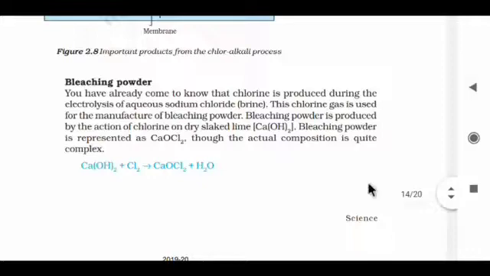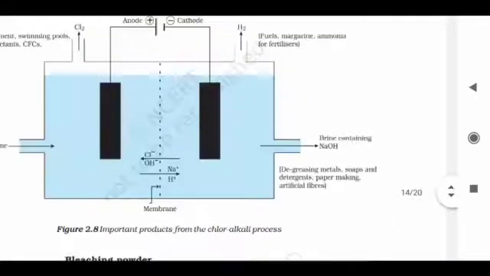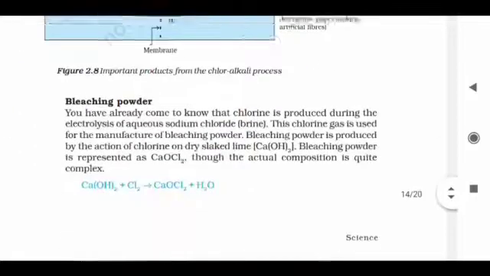Bleaching powder. You have already come to know that chlorine is produced during the electrolysis of aqueous sodium chloride. It means brine water, and when we provide electricity to this brine water, we find that NaOH, sodium hydroxide, is produced from NaCl and H2O. This chlorine gas is used for the manufacture of bleaching powder. Bleaching powder is produced by the action of chlorine on dry slaked lime. Bleaching powder is represented as CaOCl2, though the actual composition is quite complex. It means the chlorine that is formed, you can use it to make bleaching powder.